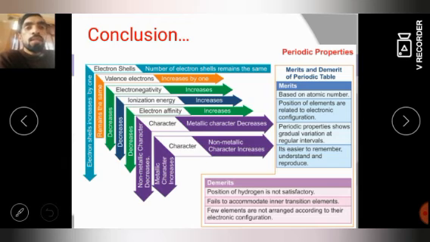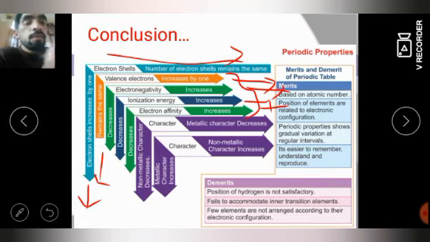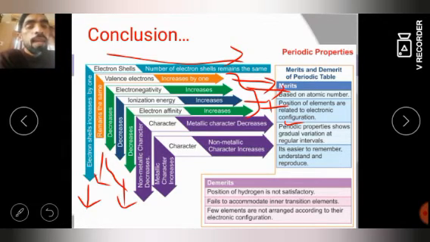Okay, so the conclusion is very simple. The number of electron shells remains the same when we move left to right, but it increases when we move top to bottom. Valency increases by 1 when we move left to right, but remains the same top to bottom. Electronegativity, ionization enthalpy and electron affinity increase, so these three increase from left to right, but decrease from top to bottom. Metallic character decreases left to right, but increases top to bottom as atomic radius also increases.